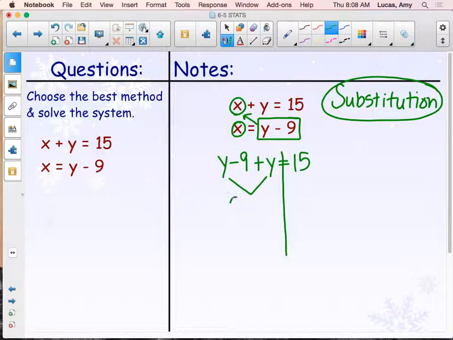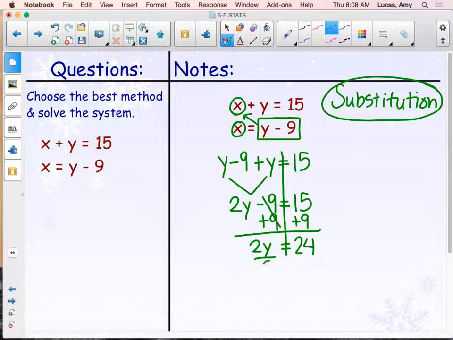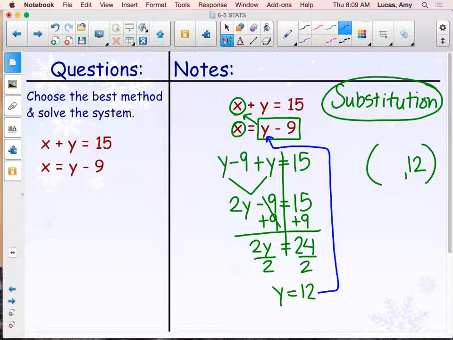Combining my like terms gives me 2y, so 2y minus 9 equals 15. 15 plus 9 is 24. And 24 divided by 2 is 12. So y equals 12. Then I take that back to my original right here. X equals y minus 9. So that would be 12 minus 9, which is 3. So x is 3 and y is 12.